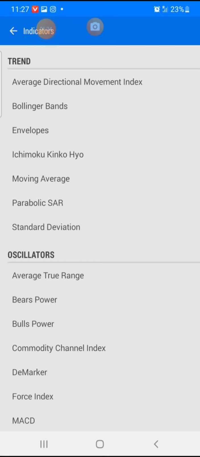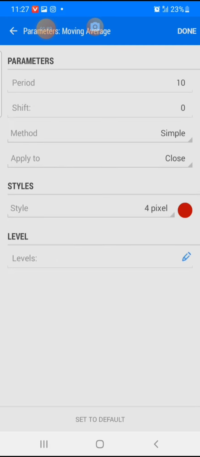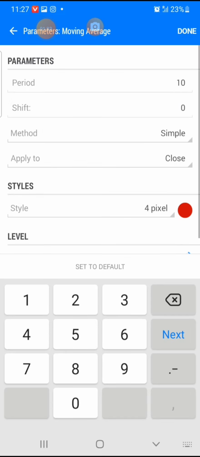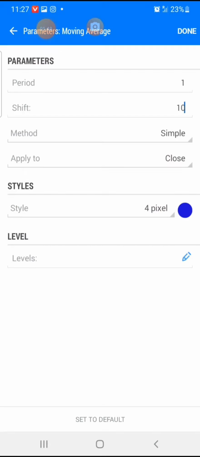So we're gonna start with the setup on the main chart. We're gonna be using the moving average. This is the moving average, and these are the parameters that we're gonna be making use of. With the period, we're gonna use period 1, then shift, we will use shift 10. Then the method is simple, apply to close, and the color we're gonna change, and we're gonna use blue. So you can take a screenshot so that you can have these settings. Once you're done, you simply click done.